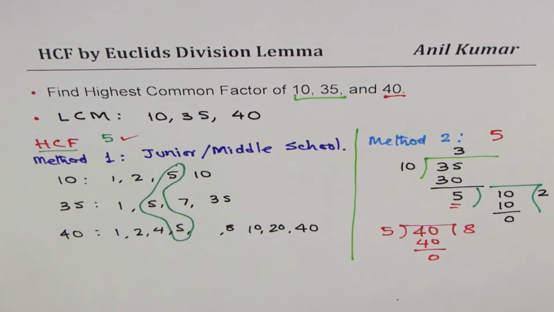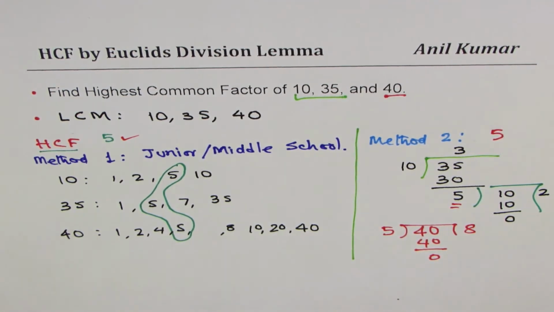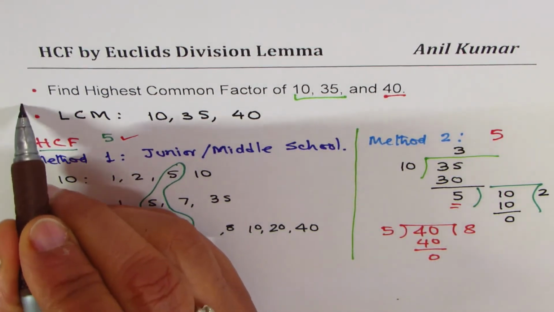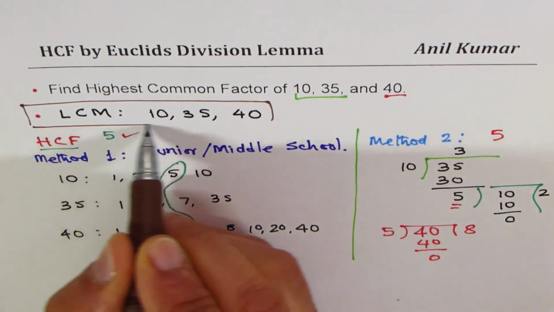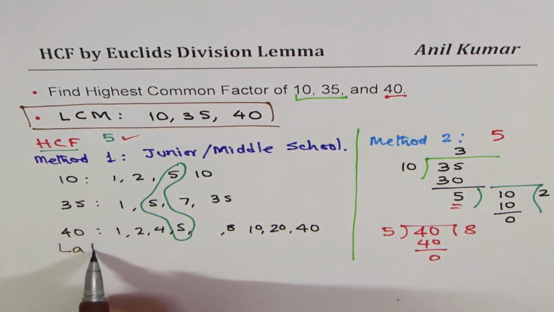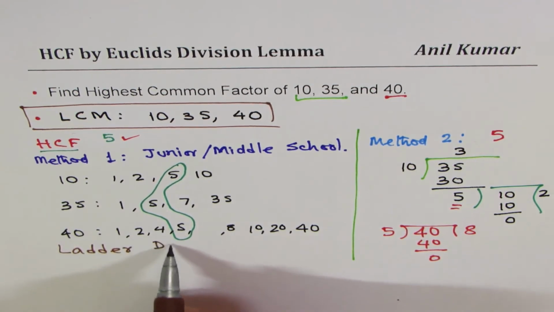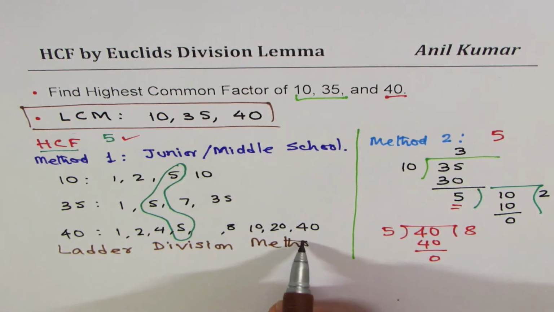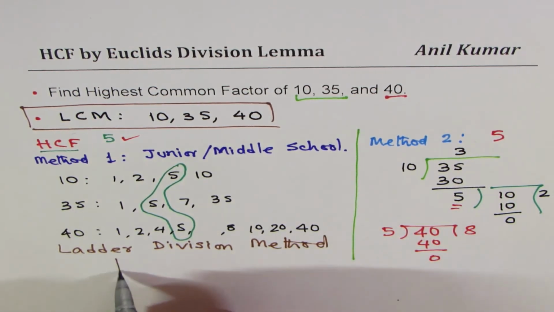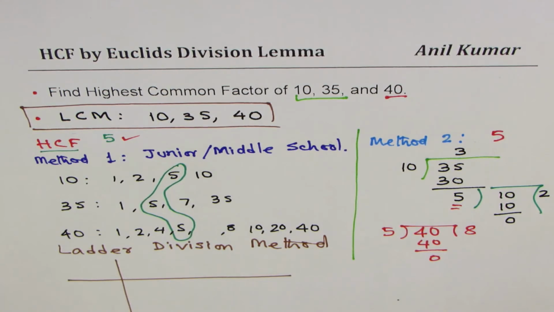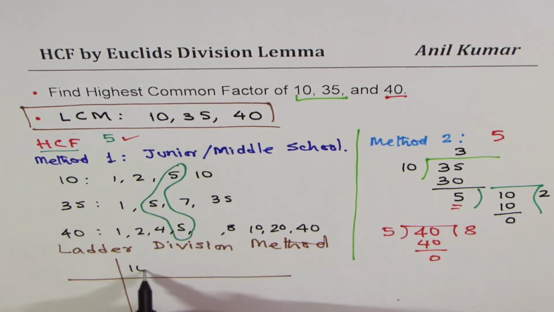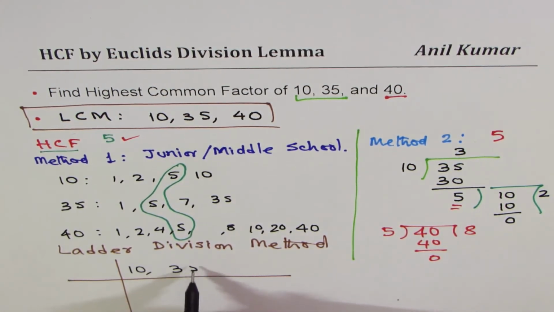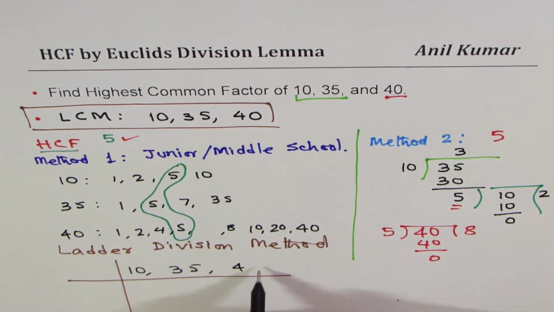Perfect. Now let's also find the LCM for these three numbers. Why have I taken this? It's kind of interesting. Lowest common multiple. Now to find LCM, I'm going to use the ladder division method. So that's also a division method. What we do here is divide the numbers by some common factors. The three numbers are 10, 35 and 40.